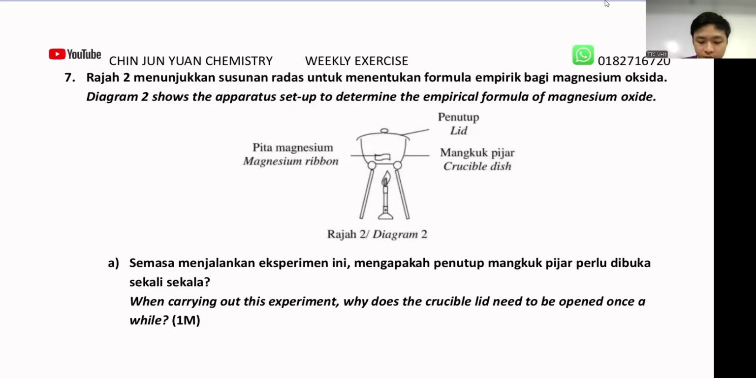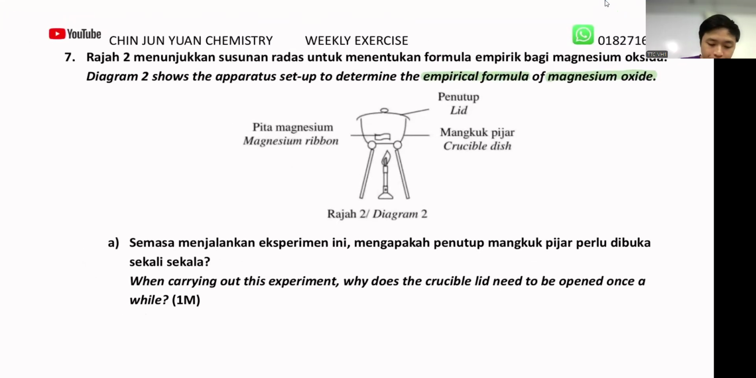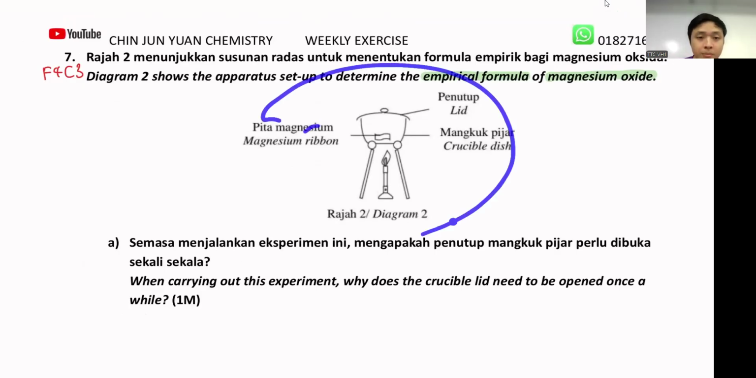Unit 7 says diagram 2 shows the apparatus setup to determine the empirical formula of magnesium oxide. So this experiment is from Form 4 Chapter 3, obviously. For Chapter 3, you have two main experiments you have to know. Number one is this one. Mg reacts with oxygen to become magnesium oxide.